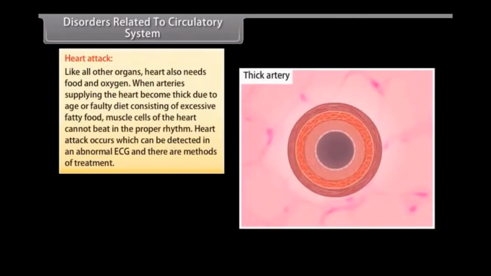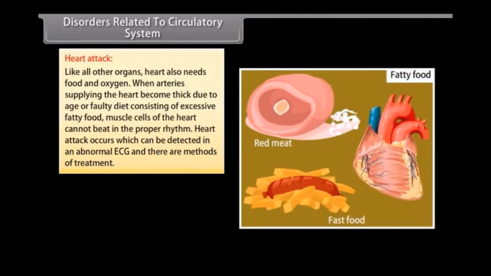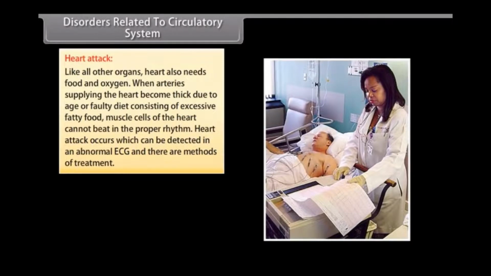Disorders related to circulatory system. Heart attack. Like all other organs, heart also needs food and oxygen. When arteries supplying the heart become thick due to age or faulty diet consisting of excessive fatty food, muscle cells of the heart cannot beat in the proper rhythm. Heart attack occurs, which can be detected in an abnormal ECG, and there are methods of treatment.